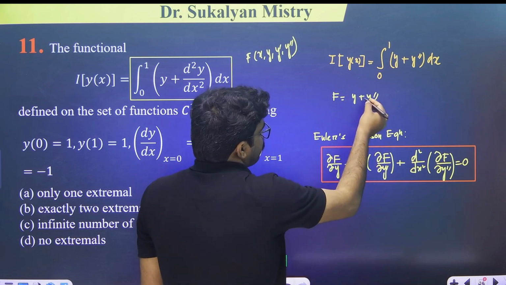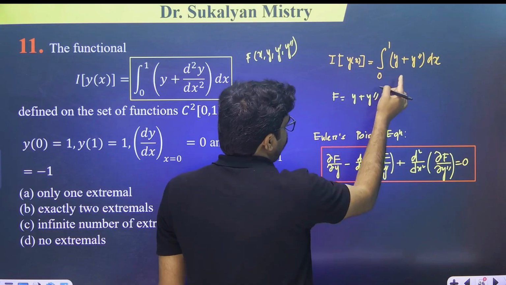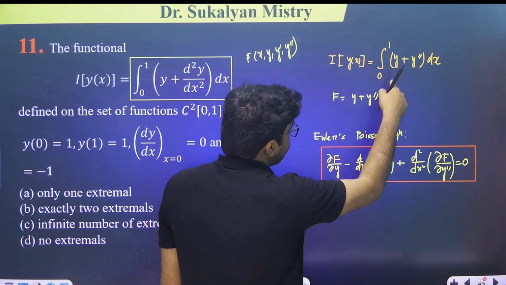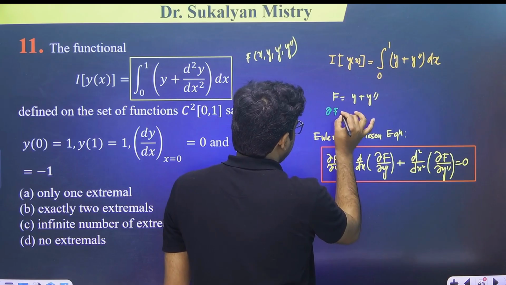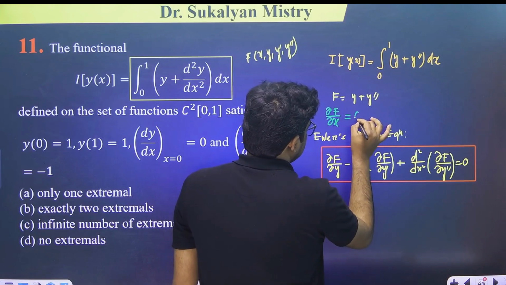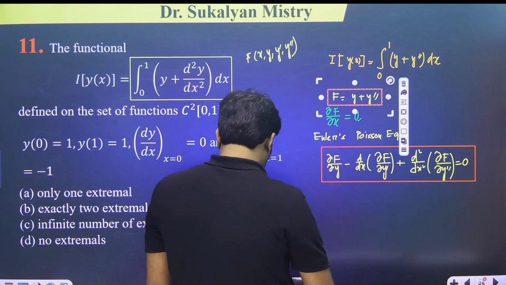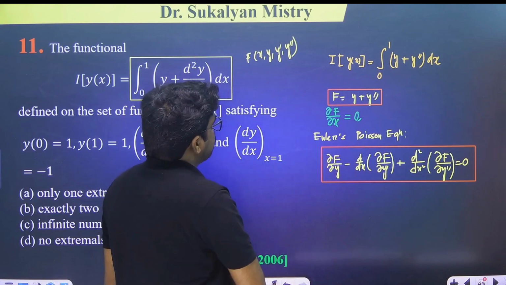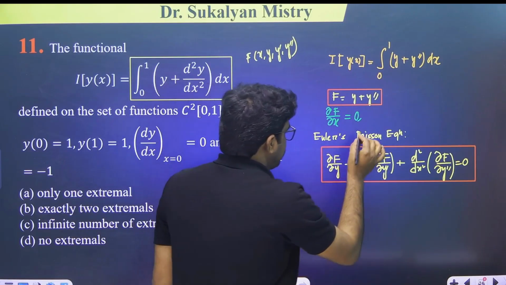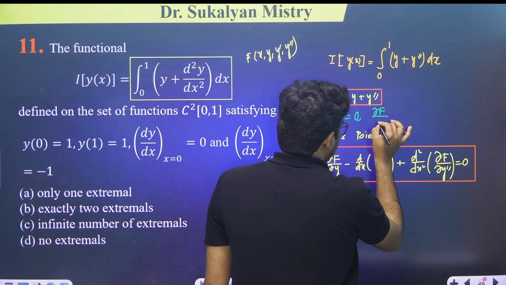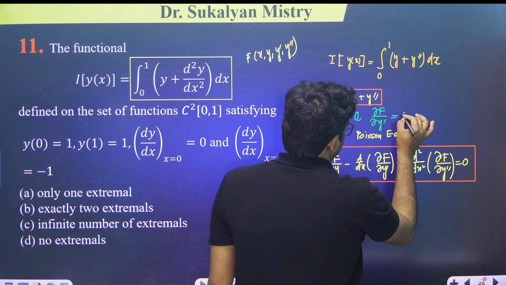Okay, so here f is independent of x, that is del f del x is equal to 0. F is a function of only y and y double dash, so f is independent of x, right? F is independent of y dash also, that is del f del y dash is equal to 0.